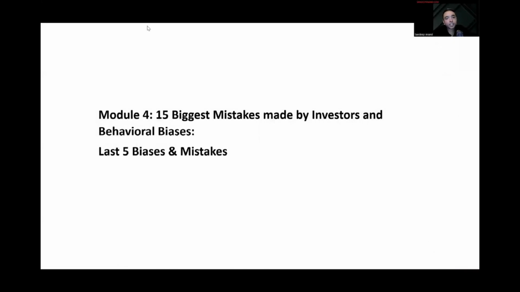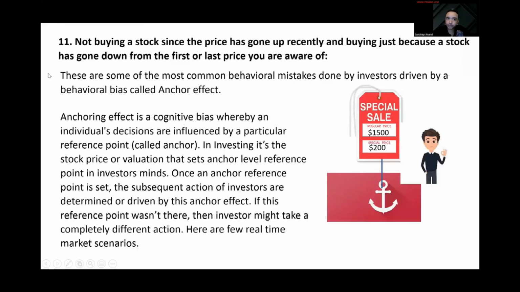So now we are entering into module 4, finally, the last 5 biases and mistakes. Number 11 is not buying a stock since the price has gone up recently, and buying just because a stock has gone down from the first or the last price you're aware of. This is slightly different. It's a very interesting mistake, and the bias associated with this is called the anchor effect. It's a very common bias, a heuristic that is affecting our decisions.